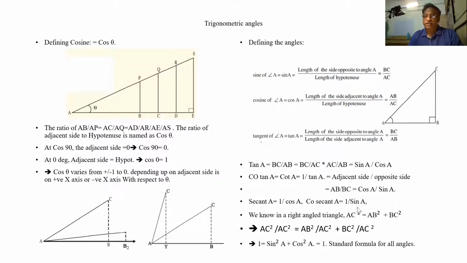We know from a right angle triangle, A square plus B square is equal to C square. AC square is equal to AB square plus BC square. So I divide all sides by AC square. AC square by AC square is equal to AB square by AC square plus BC square by AC square. AB by AC is cos A. BC by AC is sin A. So it is termed as sin square A plus cos square A is equal to 1.